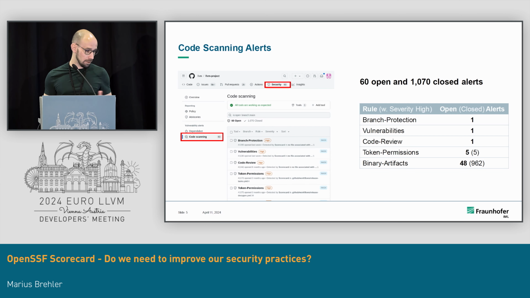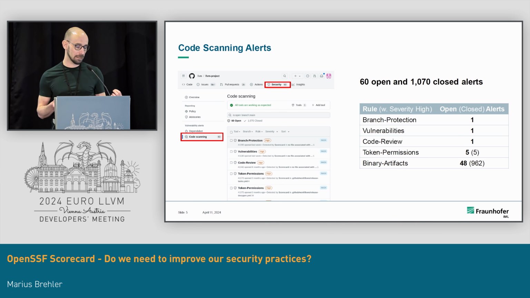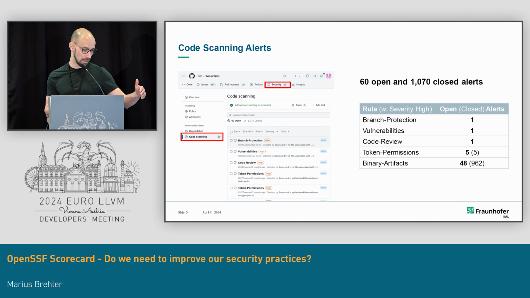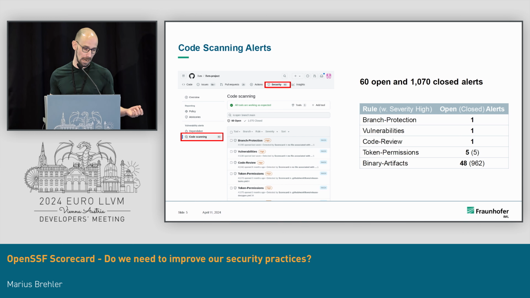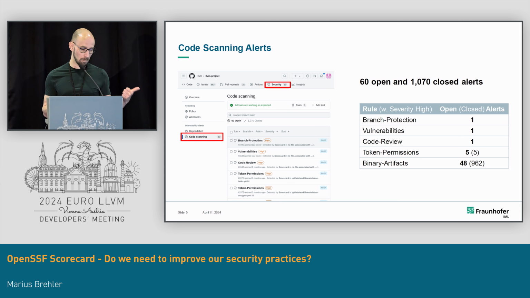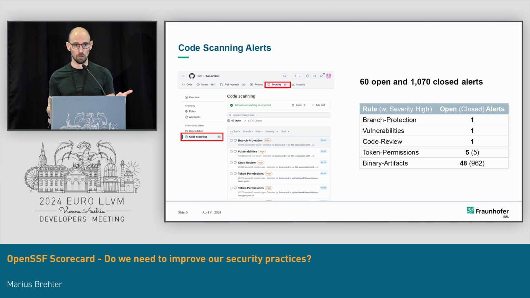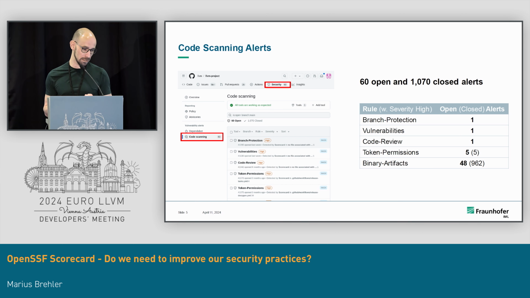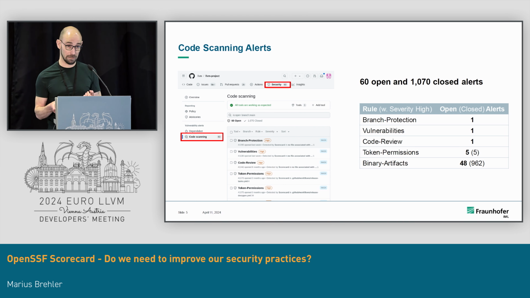You can also go to the repository, click on Security on GitHub, and there are code scanning results. That gives you some more insights into essentially what scorecard detects. If we look at the checks with severity high, we have one open check regarding branch protection. Scorecard means that our branch protection rules in LLVM are not sufficient. We have vulnerabilities, code reviews is a thing, token permissions, and binary artifacts.